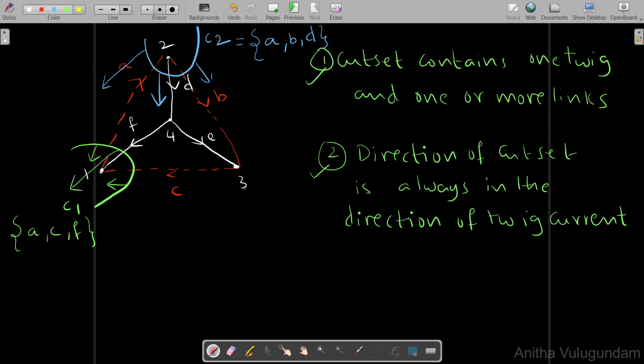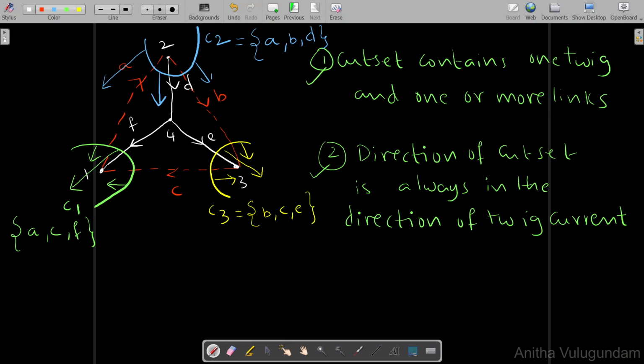Next, let us look at node 3, and node 3 is attached to one twig and two links. So there is a possibility of a cut set, let it be C3. And the direction of the cut set is always in the direction of twig current, in the direction of E here. So this will be in this direction and this will be in this direction. And cut set 3 related branches in alphabetical order are B, C, E.